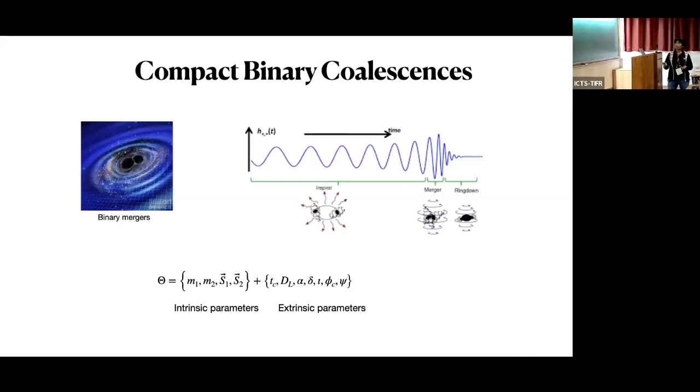So compact binary coalescence: these are systems where you have either a pair of neutron stars, or a pair of black holes, or a neutron star and a black hole in a binary system. Such a binary system emits gravitational waves, which causes the orbit to decay, resulting in a merger, followed by a ringdown of the leftover black hole. And this kind of signal can be very well determined with the help of intrinsic parameters like the masses and the spins, and also extrinsic parameters like the luminosity distance, the sky localization, inclination, and so on.